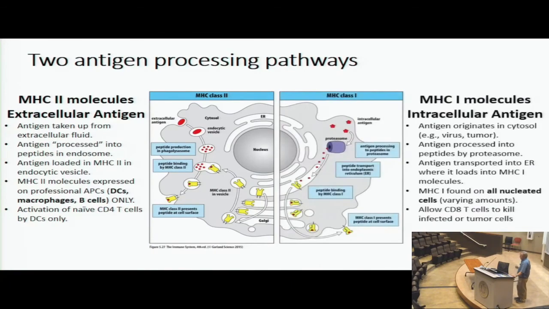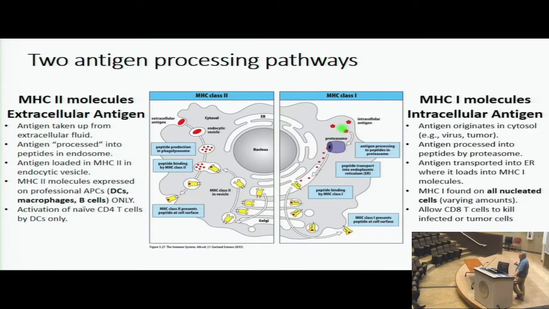The other pathway is slightly different. So this is the class 1 MHC processing pathway. Those get loaded with antigens that start off not outside the cell, but inside the cell. Those could be virally expressed antigens if you have an infected cell. It could be a tumor antigen, tumor cells express antigen. In fact, healthy cells express antigens. So MHC molecules are basically displaying all of the self antigen as well as anything foreign that starts out life within the cell. It has to be transcribed and translated from DNA or RNA inside the cell.